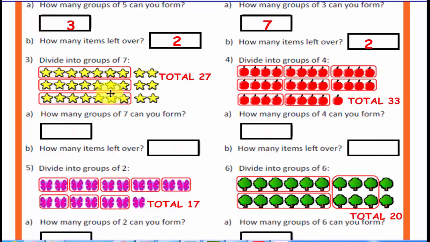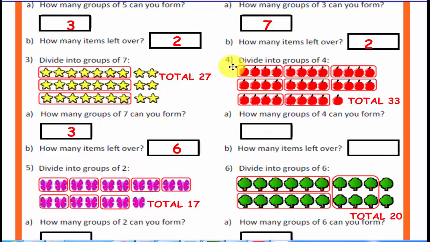Number 3. We have 27, and we're asked to divide these in groups of 7. So we have 1, 2, 3, 4, 5, 6, 7, and we have 1, 2, 3. So we have 3 groups, and how many left over? Well, you can already see that, 6. So 3 times 7 is 21, plus 6 is 27.